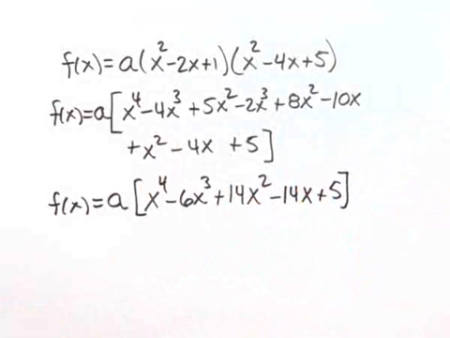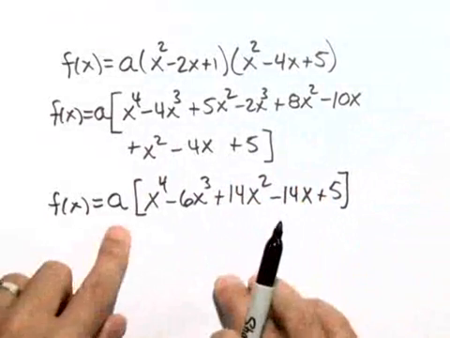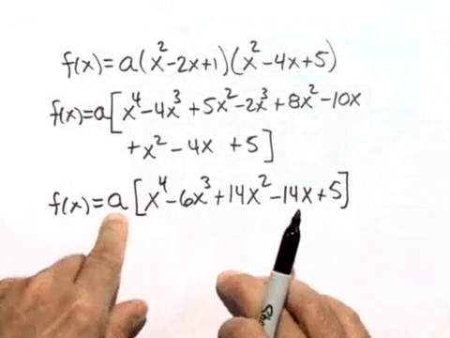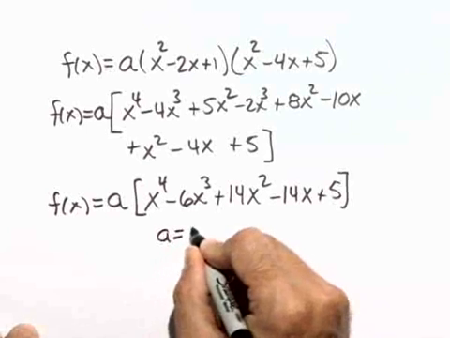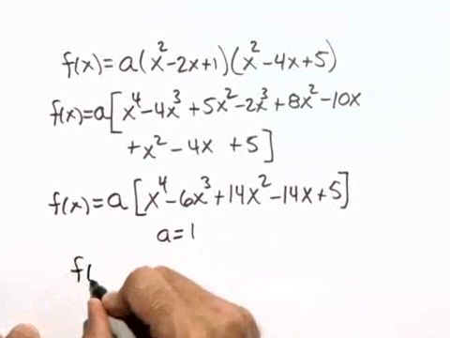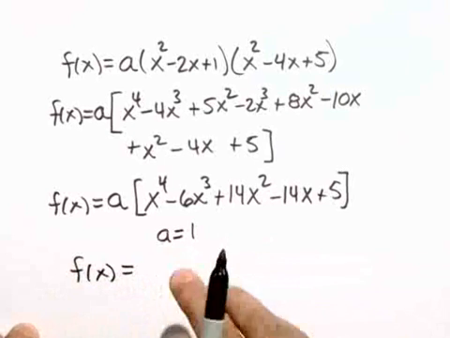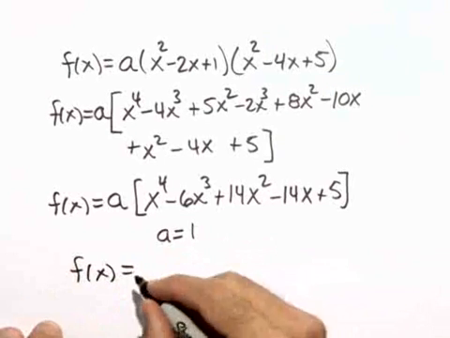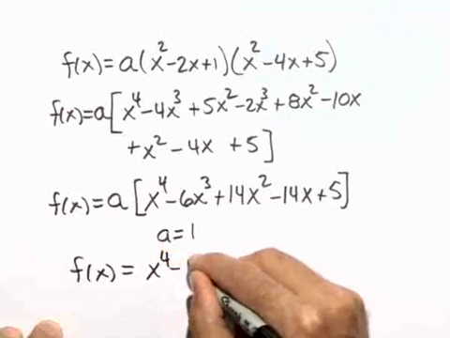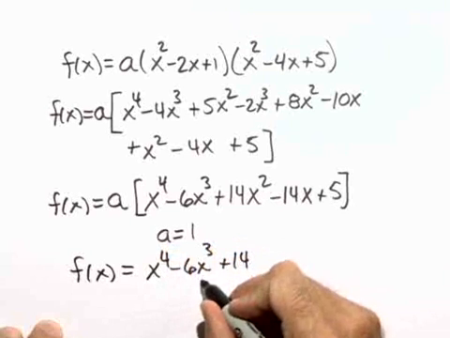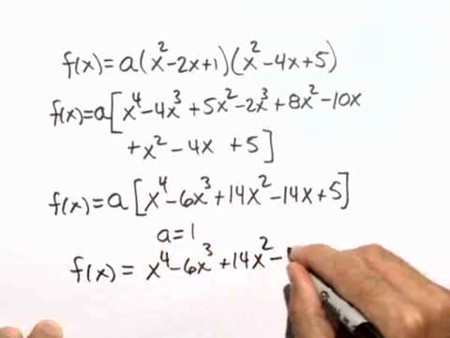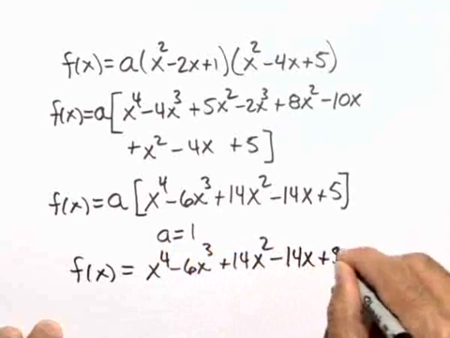Now the problem said to find a polynomial that satisfies the given conditions. Well, this one certainly does. But what about a? Because it just said find a polynomial that satisfies it, how about we just let a equal 1 in this case? You could let a be anything. Any choice of a will satisfy the given conditions. But if I just let a equal 1, I get the polynomial x to the 4th minus 6x cubed plus 14x squared minus 14x plus 5.